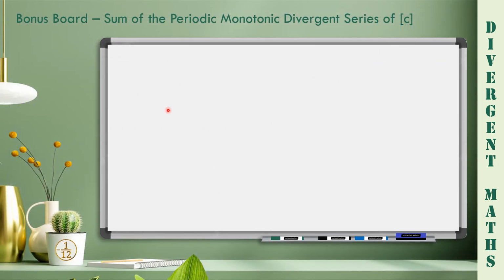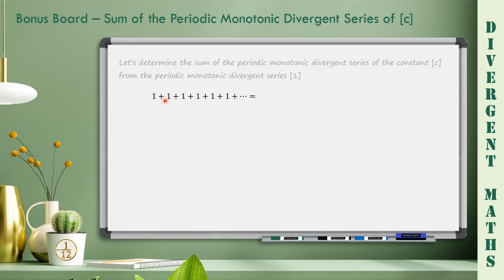So the bonus board: sum of the periodic monotonic divergent series of the constant c. Let's determine the sum of the periodic monotonic divergent series of the constant c, c plus c plus c plus c plus c, etc., from the periodic monotonic divergent series of the constant 1. So let's write it down, the constant 1, the sum, we have seen it now with multiple proofs, 7 proofs, negative 1 over 2, so negative 1/2.